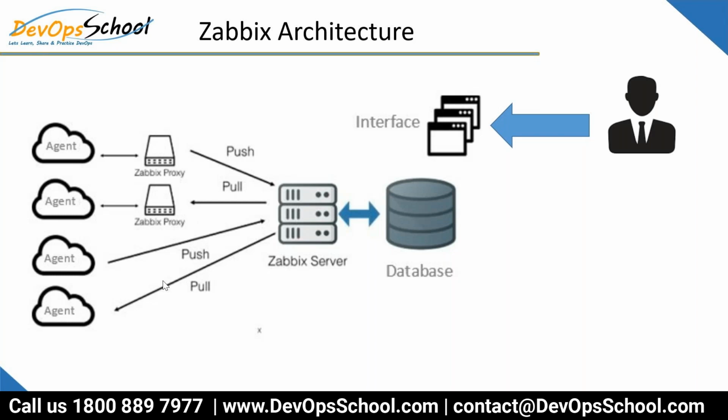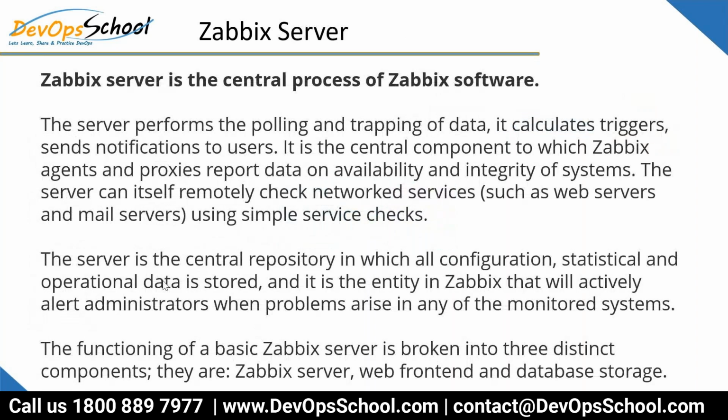So yes, Zabbix server is the central process of Zabbix software. The server does the polling and trapping of data, and it calculates triggers. What are triggers? I'll need to discuss that. It sends notifications to users. It is a central component to which Zabbix agent and proxy report data on availability and integrity of the system. The server can itself remotely check network services such as web servers and mail servers using simple service checks. So the server can also pull the data, all these things.